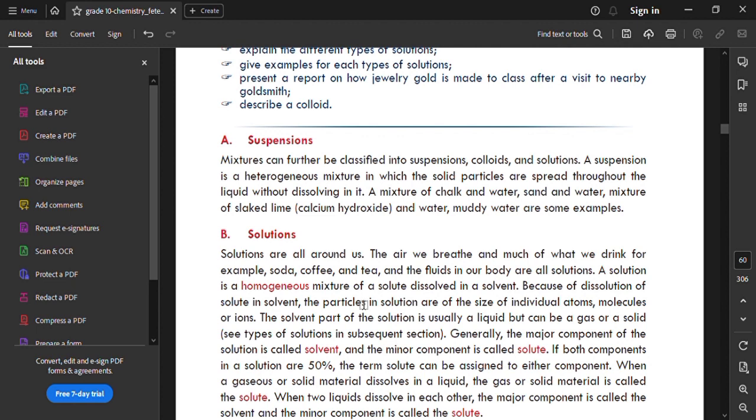Because of this, solutions of solute in solvent, the particles in solution are the size of individual atoms, molecules or ions. So the solvent part of the solution is usually a liquid but can be a gas or a solid.